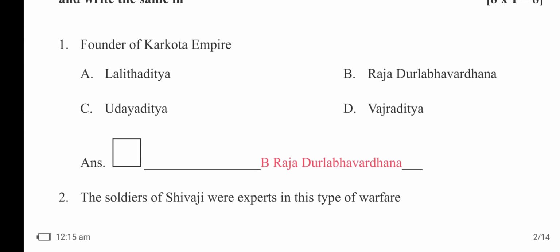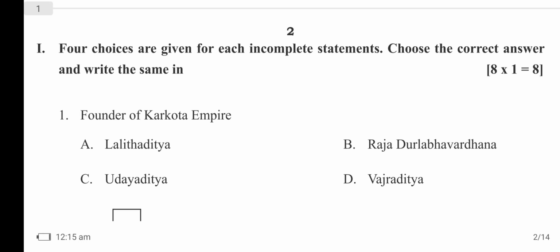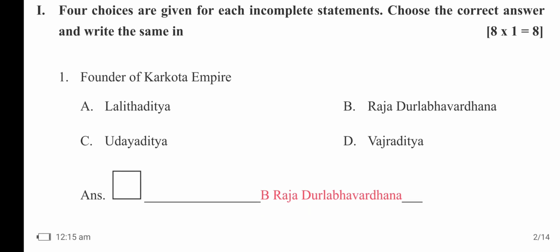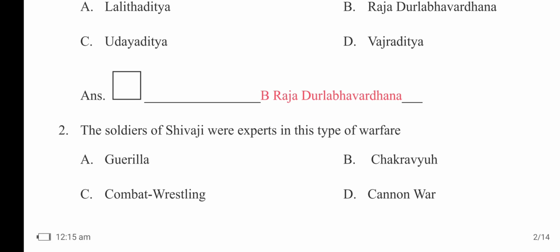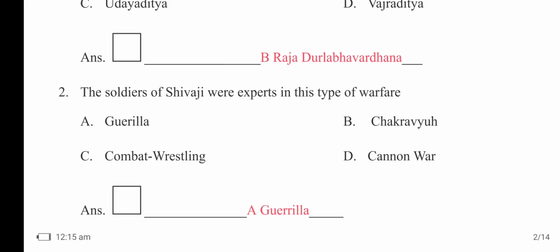For 1 mark: founder of Karkotaka Empire. Option A, Lalitaditya; Raja Durlabhavardhana; Udayaditya; or Vajraditya? The correct option is B, Raja Durlabhavardhana was the founder of Karkotaka Empire. The soldiers of Shivaji were experts in this type of warfare: guerrilla, Chakravyuha, combat wrestling or cannon war. The answer is option A, guerrilla.